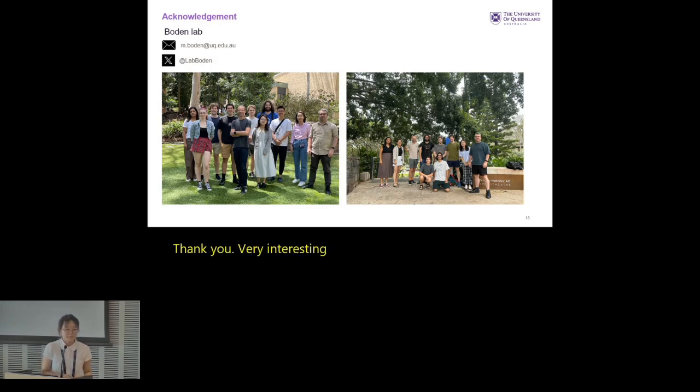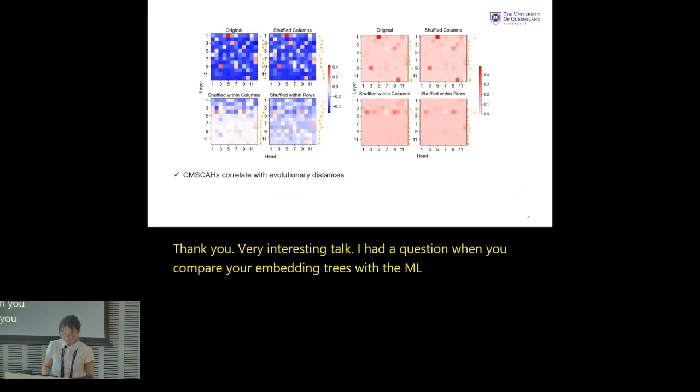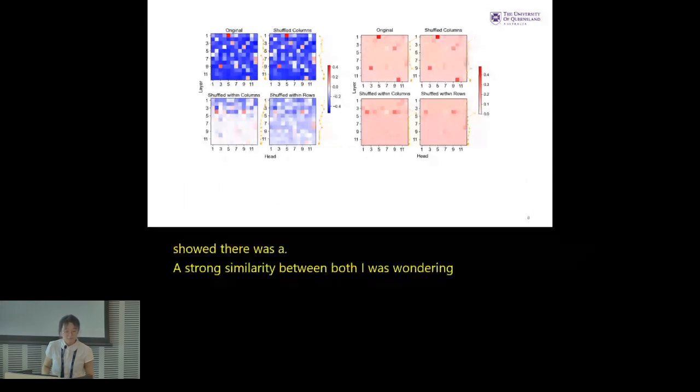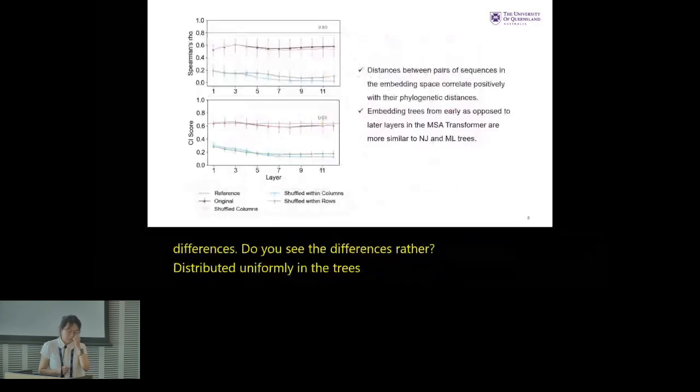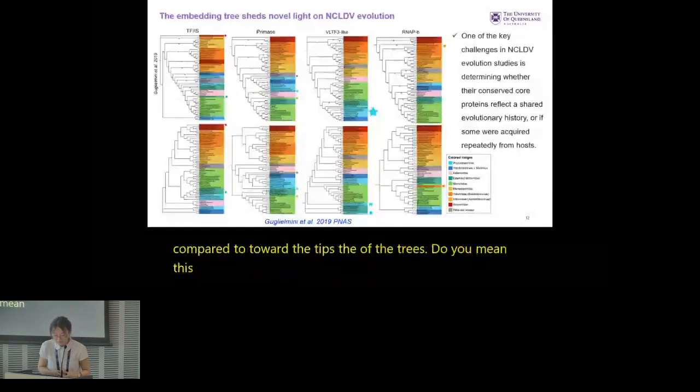I had a question. When you compare your embedding trees with the ML trees, you showed there was a strong similarity between both. I was wondering about the differences. Do you see the differences distributed uniformly in the trees, or rather at the root compared to toward the tips of the trees? Do you mean this plot? Yeah, the location of the differences.